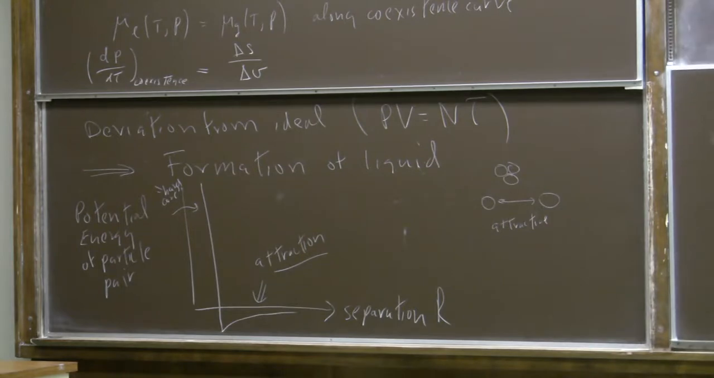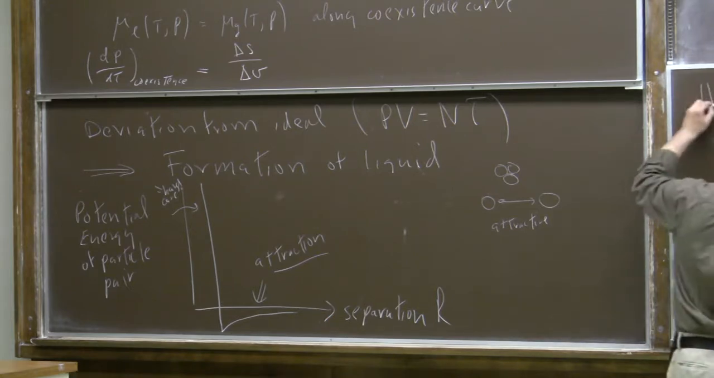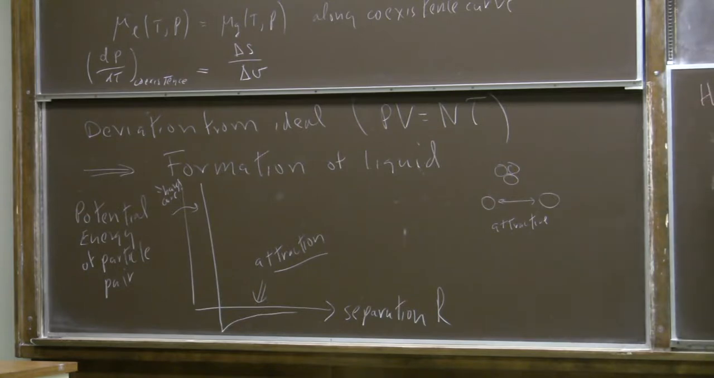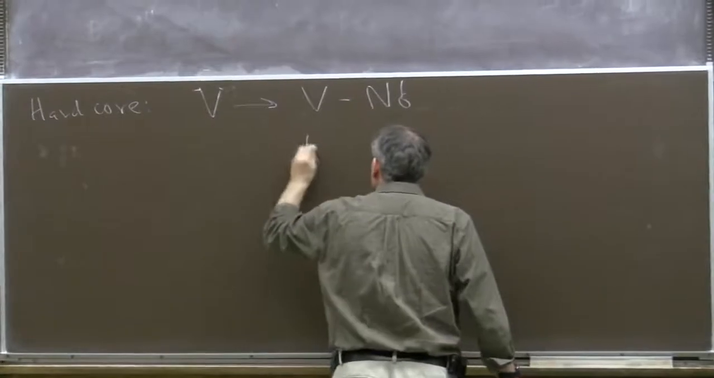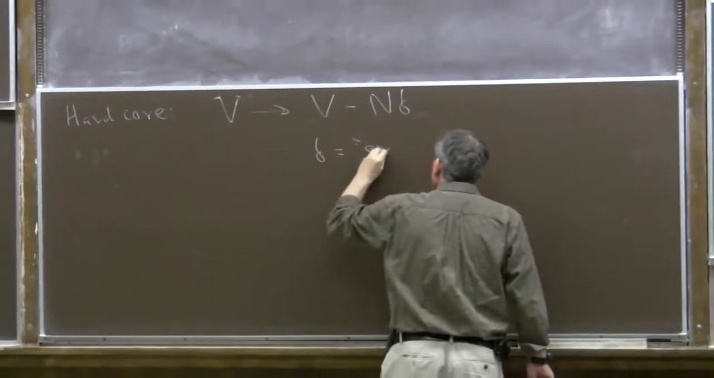So we'll consider modifying the ideal gas law in two ways. The first way is that to take into account the hard core, we'll exclude some volume. So each one of the molecules will have places that it can't go. It can't go too close to the positions of the other molecules. So we'll replace the volume by volume minus number of particles times B. Think of B as the excluded volume per particle.